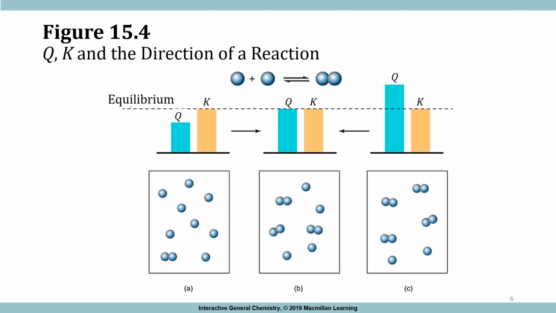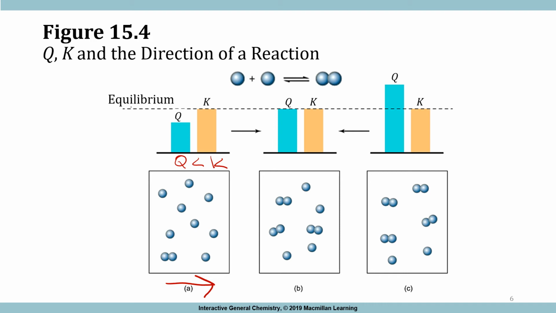Here's a figure that shows the differences in Q's and K's. We have just a mock equation. We have two circles, and then they combine to have the double circle in the products. So let's look at figure A. Q is less than K. And if we see what's in solution, we have a lot more of our starting material than our products. So if we want this to reach equilibrium, we're going to have a lot more products made. So that's why we say that the reaction is going to shift towards the right, because we want to have those products made to get back to equilibrium.